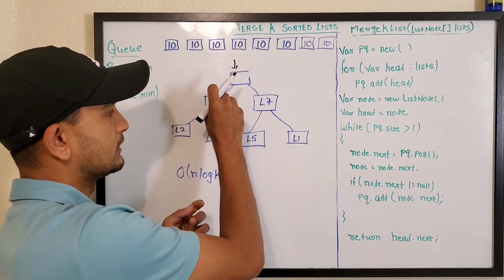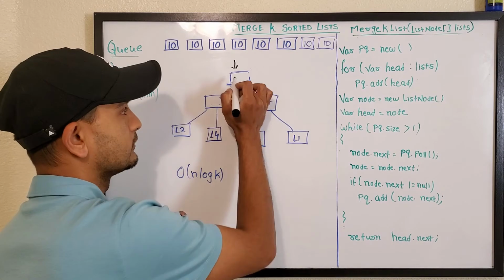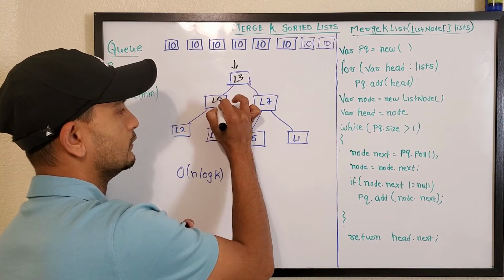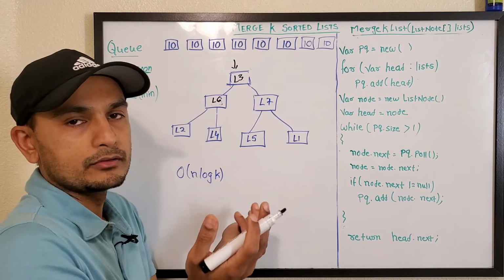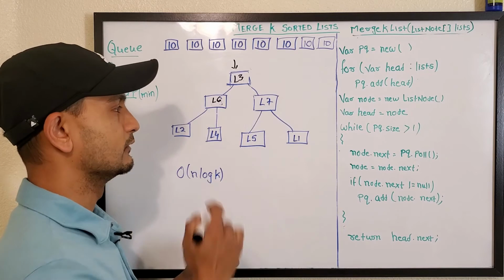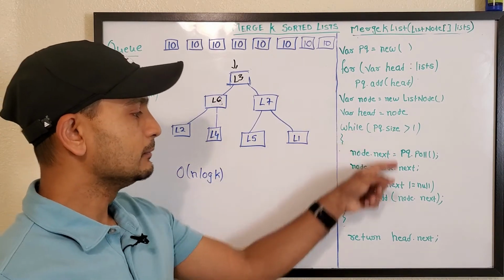So what will happen is, let's say if this became the smallest one, list 3. So list 3 will go here, and then list 6 will come here. Let's say it was the second smallest kind of thing. So the heap will arrange itself like that, and we'll keep doing that.